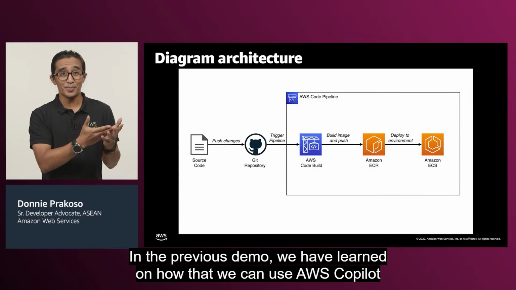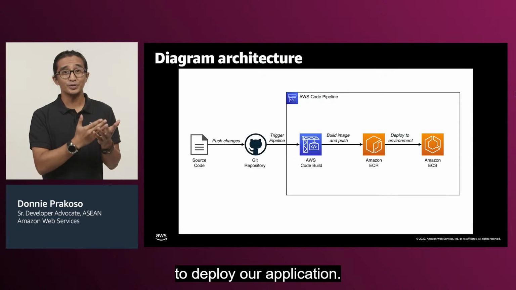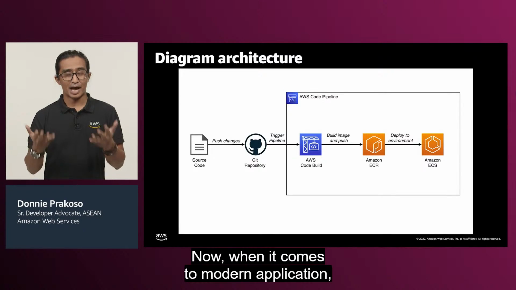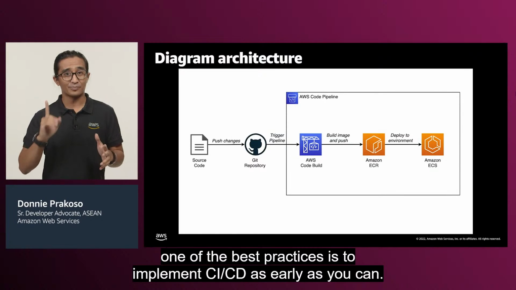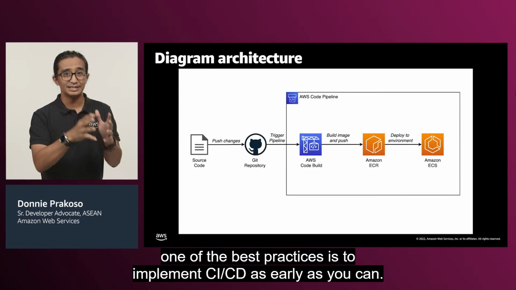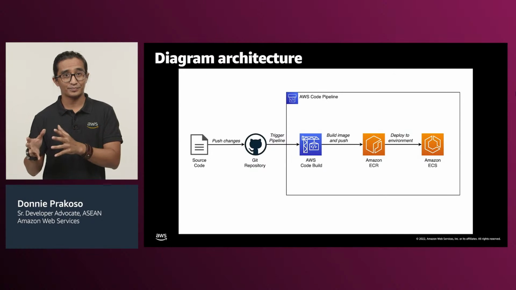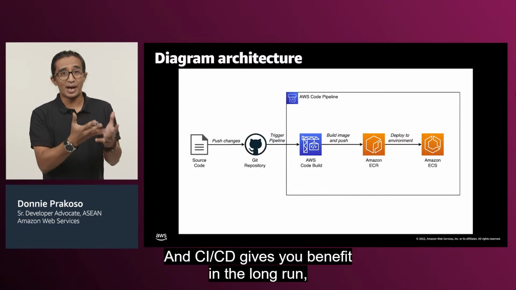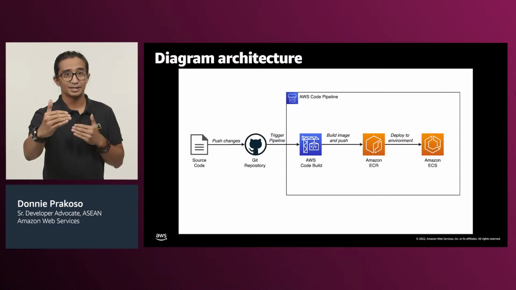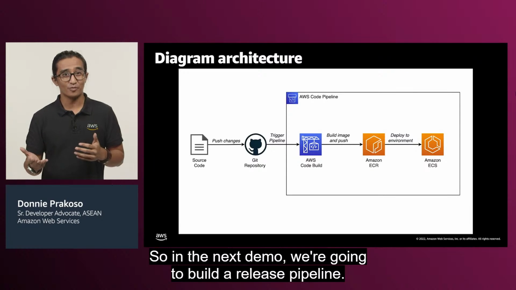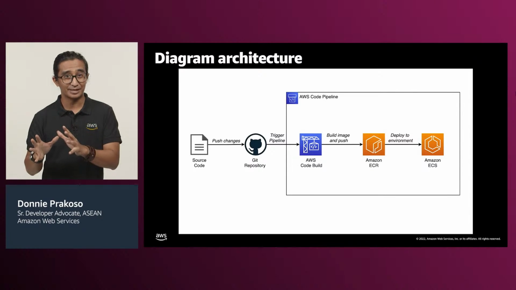In the previous demo, we have learned that we can use AWS Copilot to deploy our application. Now, when it comes to modern application, one of the best practices is to implement CI/CD as early as you can. And CI/CD gives you benefit in the long run as it will increase your development velocity. So in the next demo, we're going to build a release pipeline.